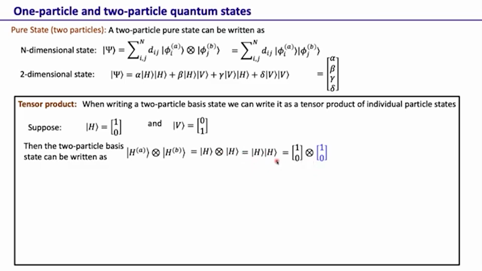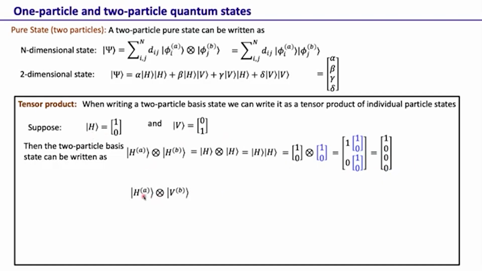So now for HH, the tensor product, how do we write it? This H is (1, 0), tensor (1, 0). The way we do it is essentially we multiply this 1 by this column, and the 0 by this column. So this 1 times this column, 0 times this column. This essentially becomes (1, 0, 0, 0). That's the representation of HH. That's a two-particle basis state. The individual particle basis states are this, and so the two-particle basis state becomes this.